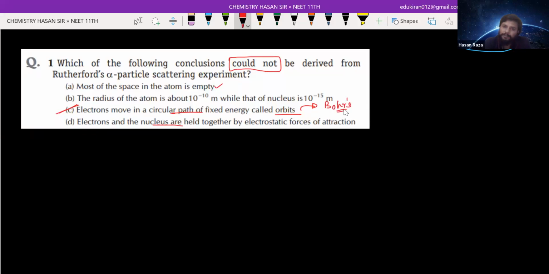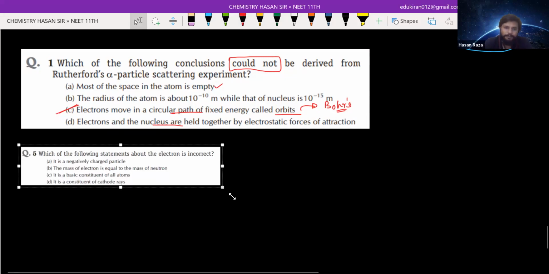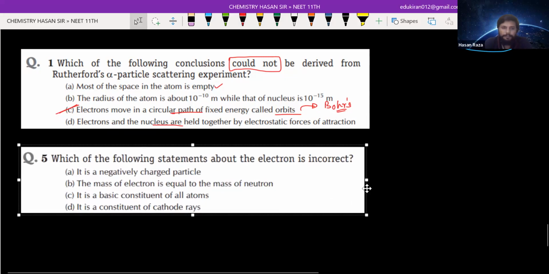Is that clear, all of you? Yes, sir. Yeah, very good. Where is that question? Please do this. This statement type question generally a student doesn't care about it, but these are some basic things that you should always know about this.